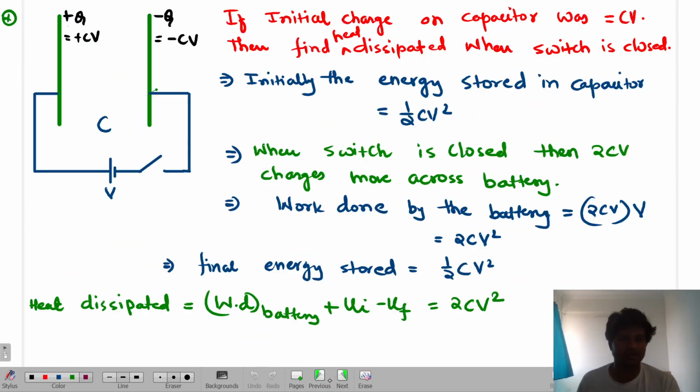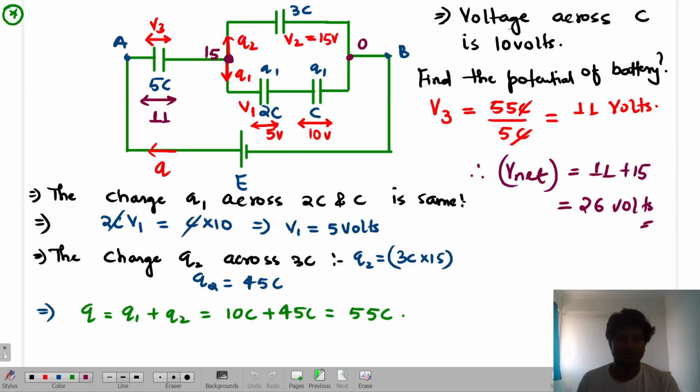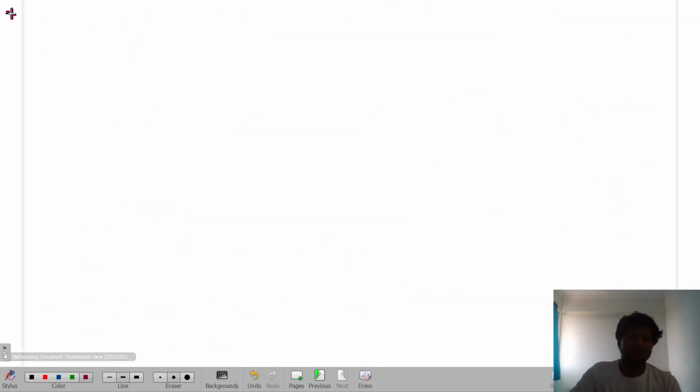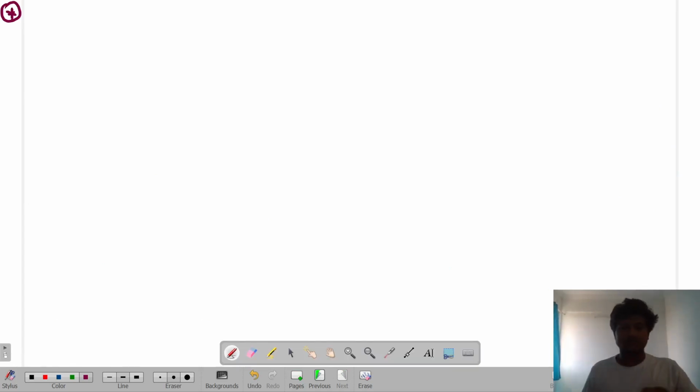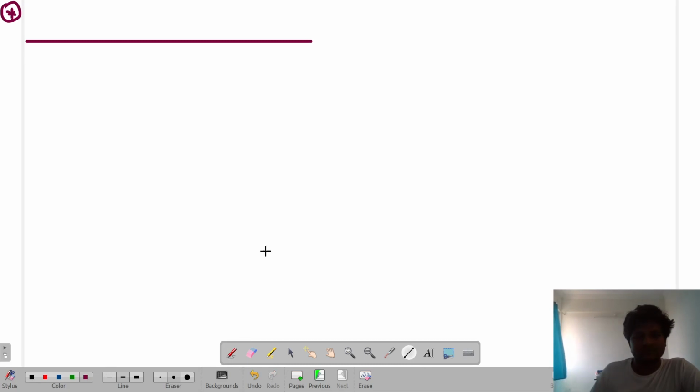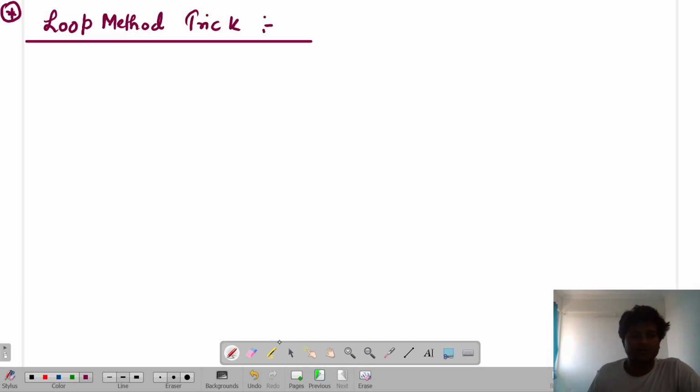Okay, so we completed this whole. Let us move on to the last type of this series, which we solve with the help of the trick method. Got it or not? Now, see, this is called the loop method trick. Are you able to get me or not?